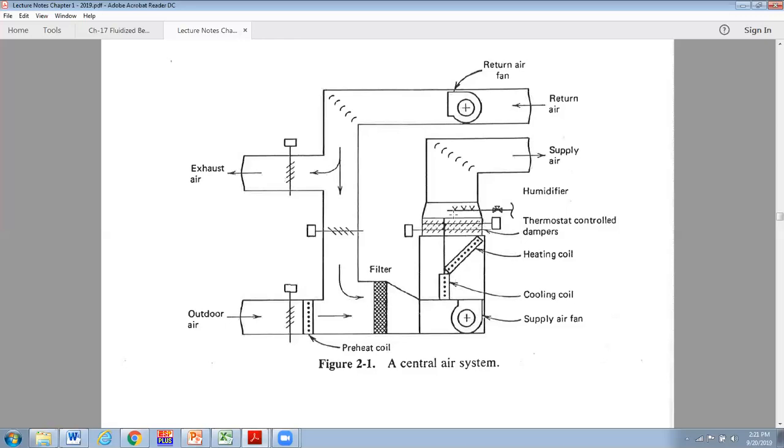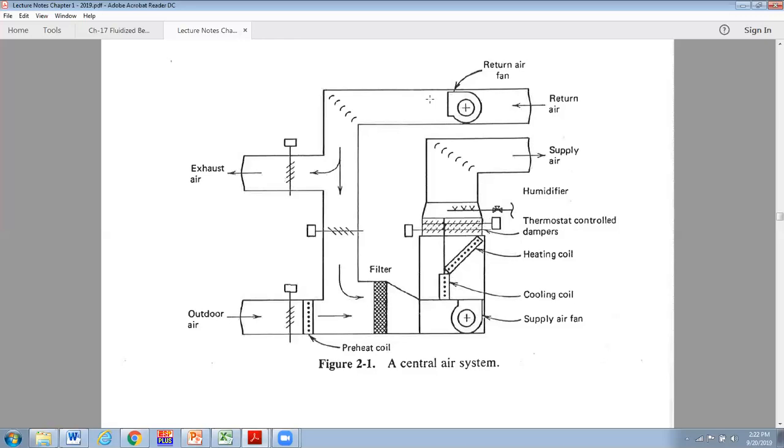Then we show a humidifier, potential to blow some steam, or it could be atomized water. It's probably steam in here to control moisture levels. And there would be a humidistat someplace tied in with the thermostat to control how much moisture is dumped in here. Returned air from the space comes back.